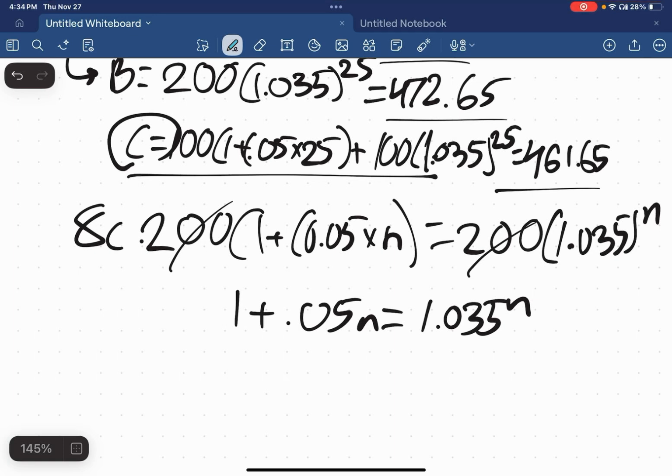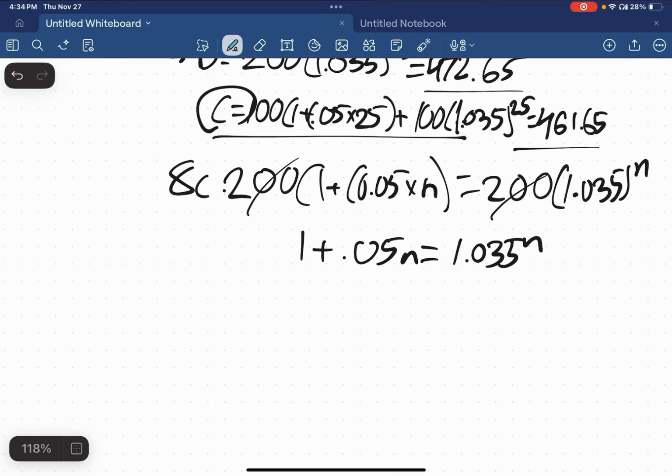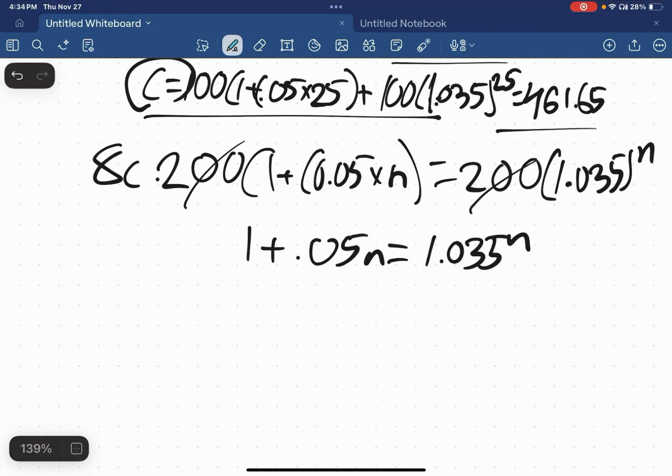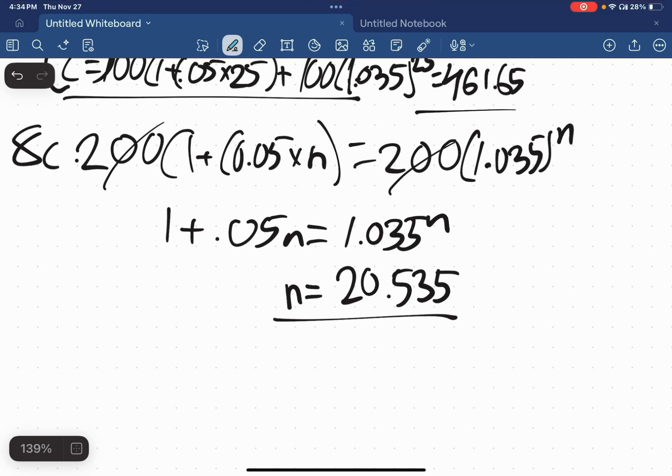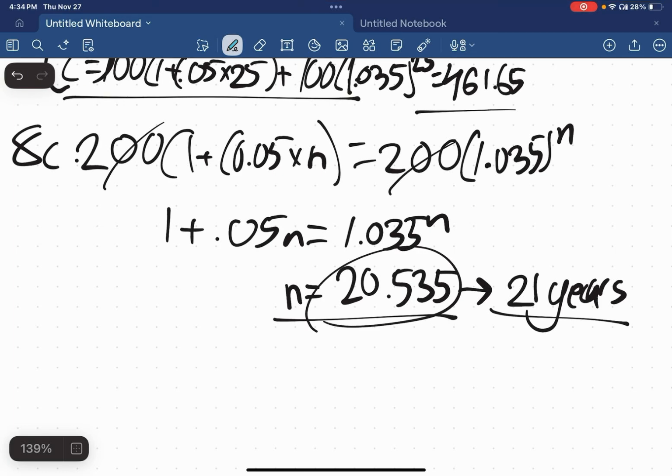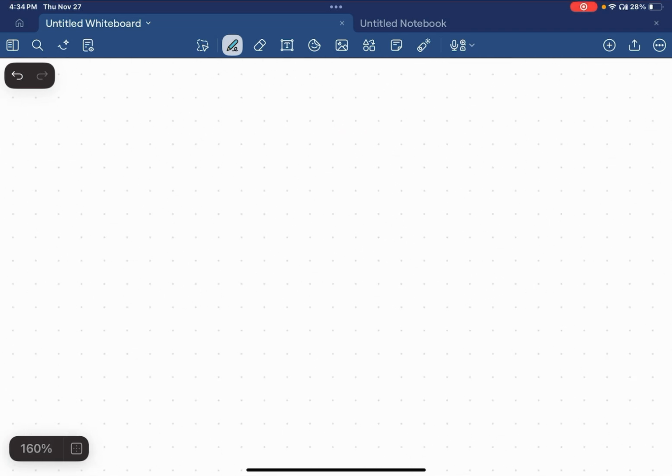Now, there's no real way to actually do this without getting a calculator, but once you get a calculator, you get n to be equal to around 20.535. Now, I'm assuming these are all just going to be actual integers that are years, so this rounds up to 21, so it takes around 21 years. That's what I'm assuming. It could just literally want this, but I don't see how that makes sense. So we'll just go on to 9.